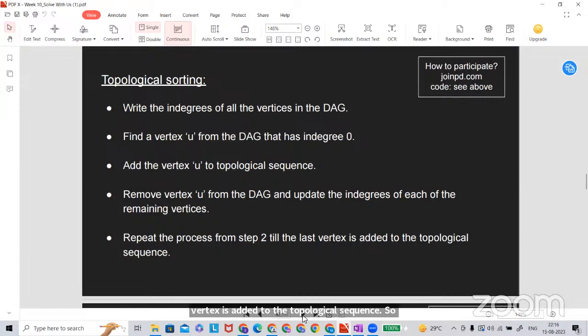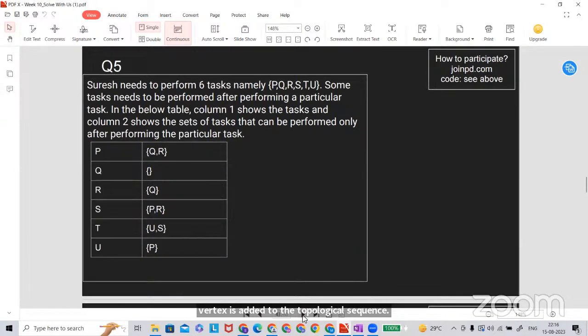We'll see it here one by one. Here is the problem we have. Suresh needs to perform six tasks, namely P, Q, R, S, T. Some tasks need to be performed after performing a particular task. In the table, column 1 shows the task and column 2 shows the set of tasks that can be performed only after that task. Like if Suresh wants to perform Q and R, they can be performed after completing task P.